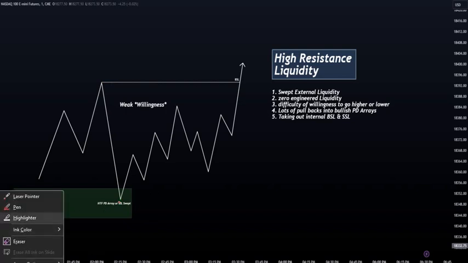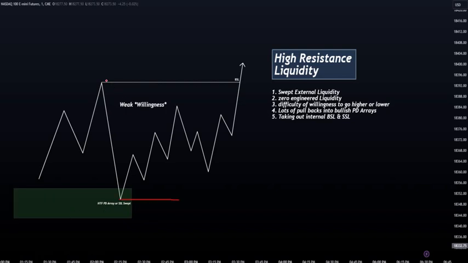So we got external sell side liquidity here, and external buy side liquidity here. These are our externals, our external buy side and our external sell side. Everything in between is going to be your internal liquidity points. And this is going to be PD arrays, and this can include buy side and sell side liquidity internally. So when price takes out sell side or buy side internally, that's going to look something like this.